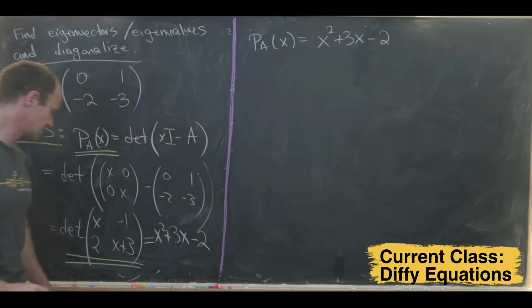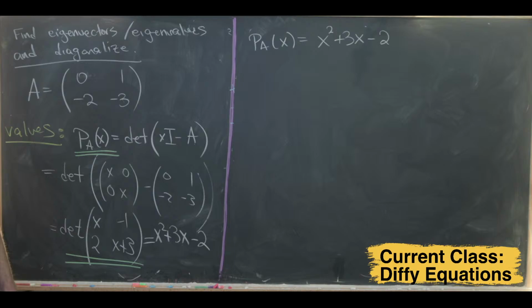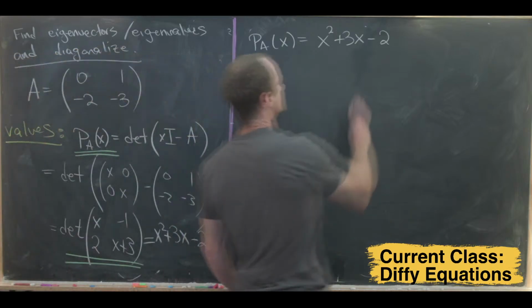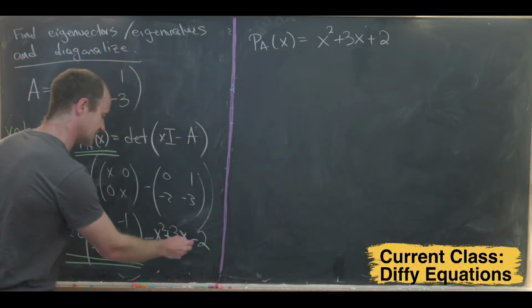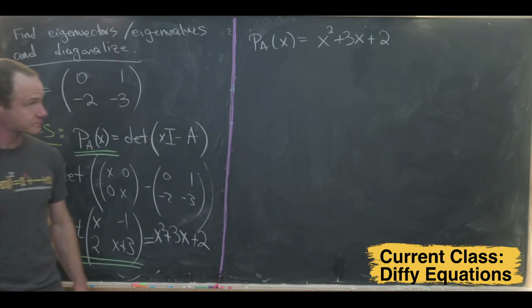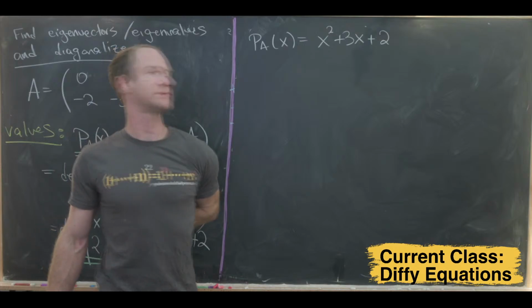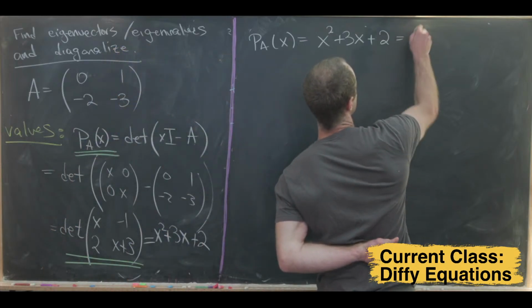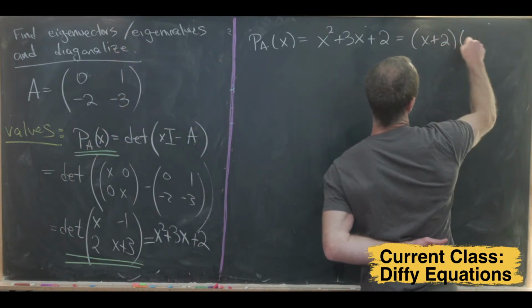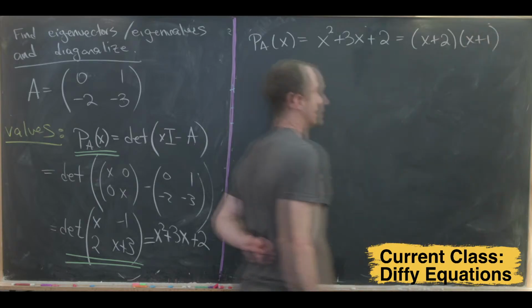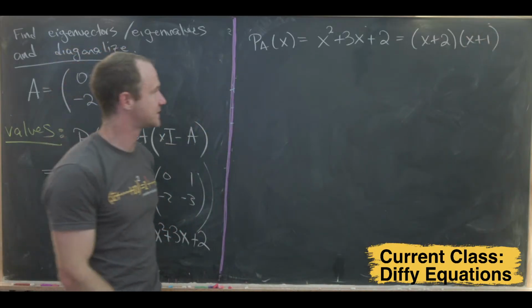Did I make a mistake here? I did make a mistake. What's my mistake? There should be a plus 2 here. AD minus BC, the minus signs cancel. Okay, so now we need to look for 2 numbers that multiply to give us 2 and add to give us 3. But we're reviewing for differential equations, so we probably don't need to labor that.